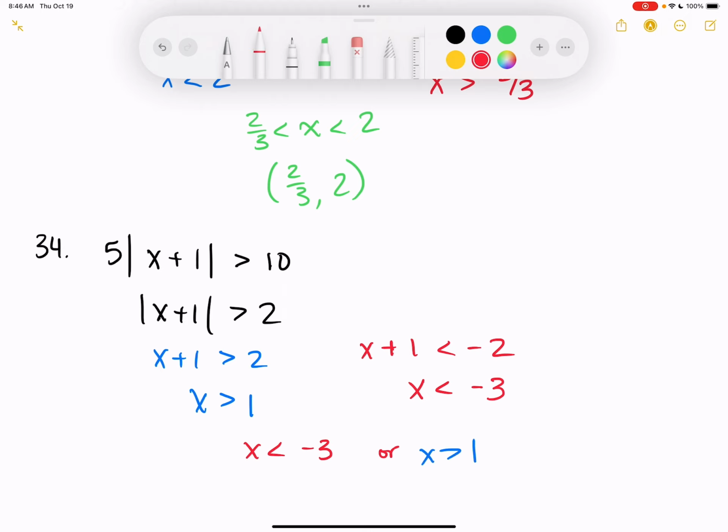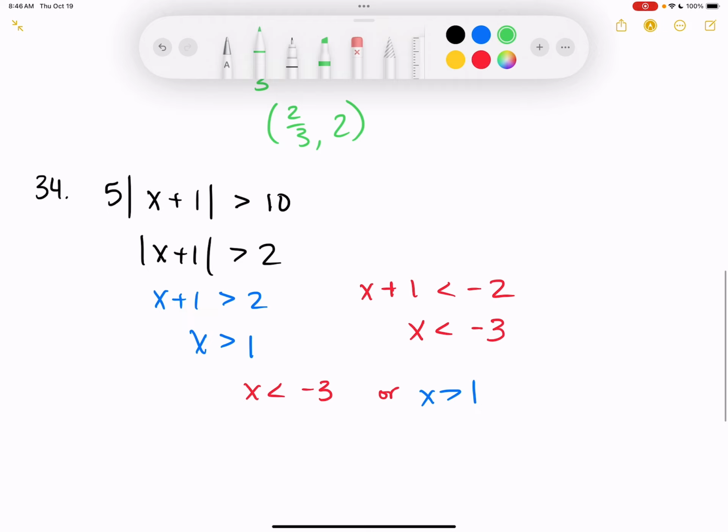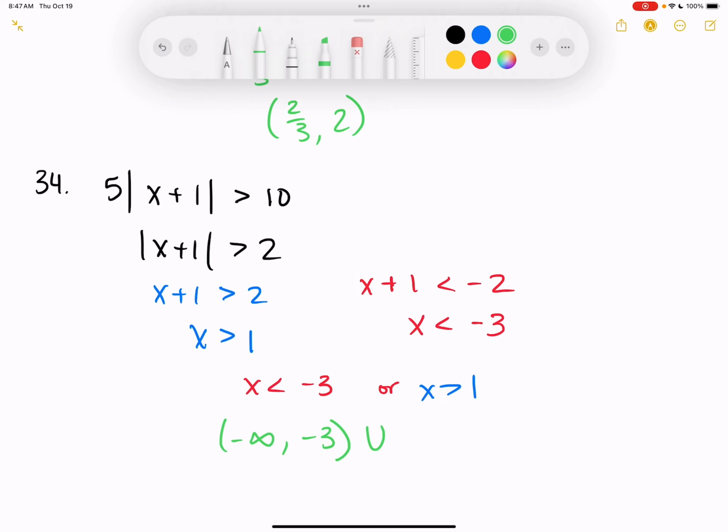The way we write our notation is going to be negative infinity to negative 3. I'm assuming you're talking about a number line. Yeah, I could do that too. If it helps you visualize it, I would say do it. So, union, 1 to infinity. This is the x is less than negative 3, and this is the x is greater than 1. We're just not the stuff in between, so we're unioning these two things together.